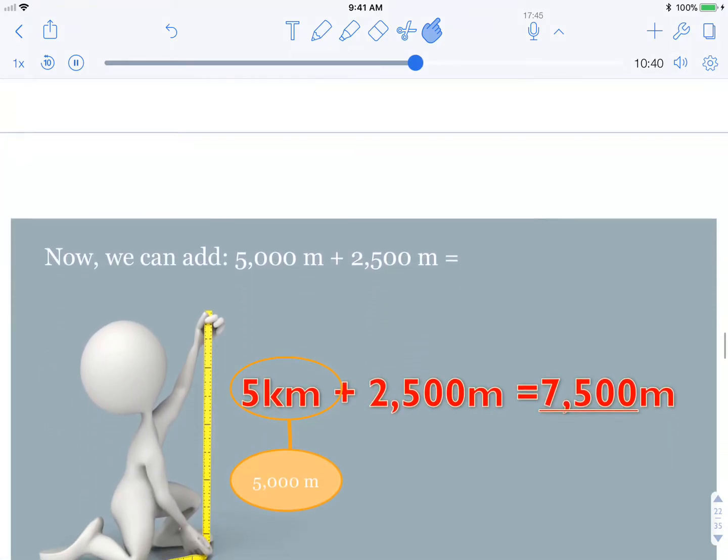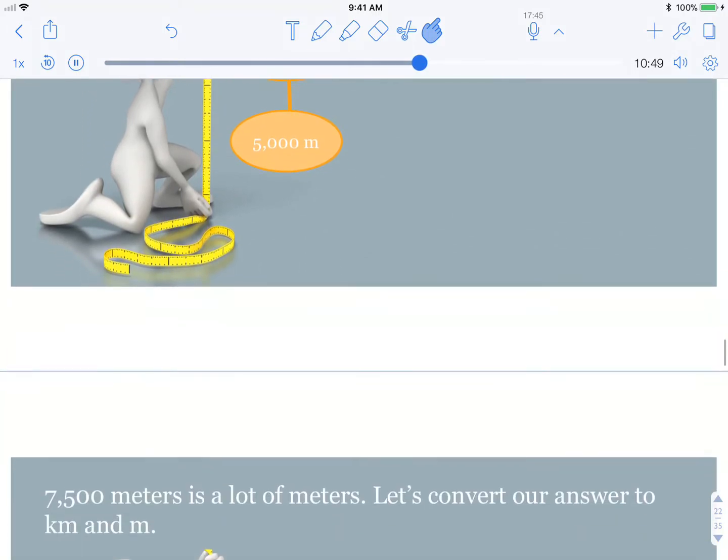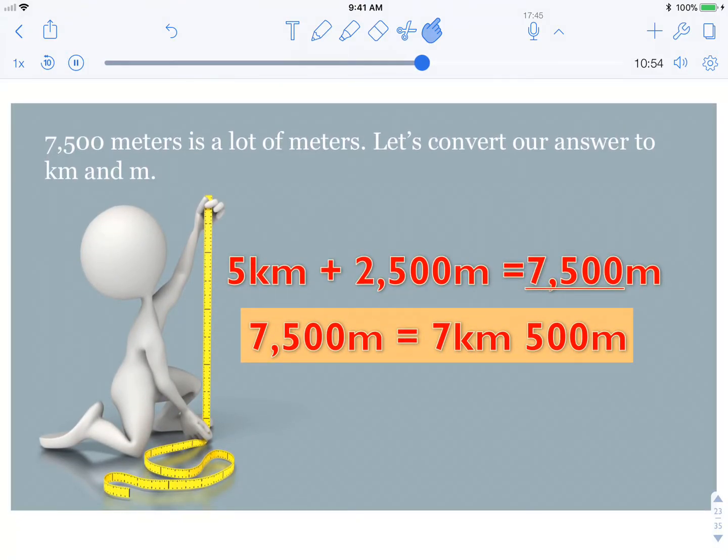Now 7,500 meters is a lot of meters. Let's go ahead and convert our answer to kilometers and meters. Now we know that we have 7,000 meters. 7,000 meters is the same as how many kilometers? 7,000 meters is the same as 7 kilometers. And that leaves me with 500 meters.